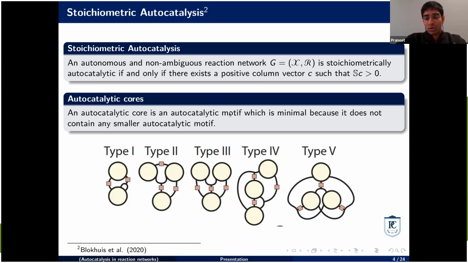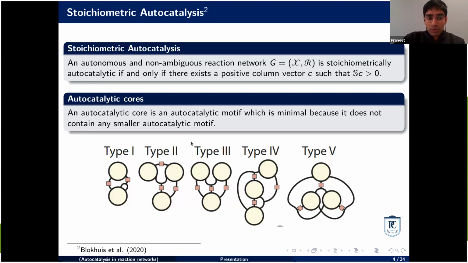Given this condition for stoichiometric autocatalysis, we can define autocatalytic cores. An autocatalytic motif is a sub-network of a network which satisfies this condition. A core further is a motif which is minimal, so you cannot find anything smaller than this core which also satisfies this condition. Anything you remove will break one of the conditions for being stoichiometrically autocatalytic. In the paper, the classification found five different types of cores, the structures of the cores which are possible, which were type 1 to type 5.